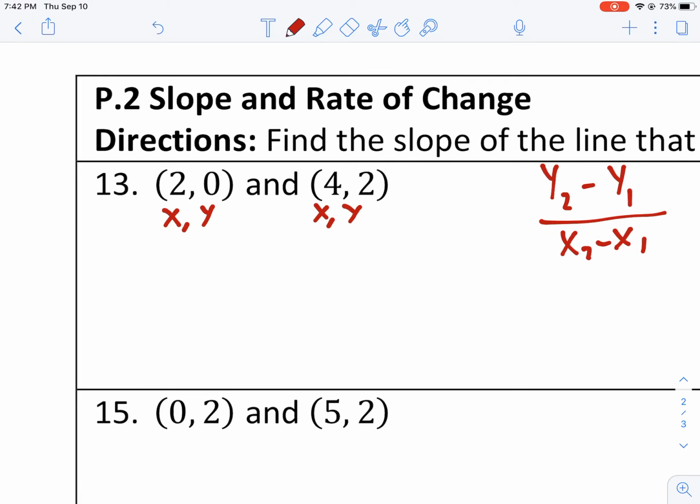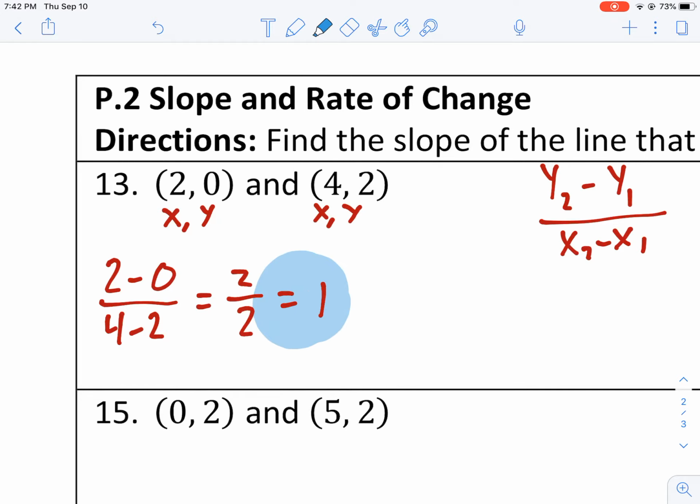So we want our y values to be on top, so that's 2 and 0. So we've got 2 minus 0 on top. On the bottom, we have 4 and 2. So 2 minus 0 is 2. 4 minus 2 is 2. 2 over 2 is 1. So it looks like our slope is 1.